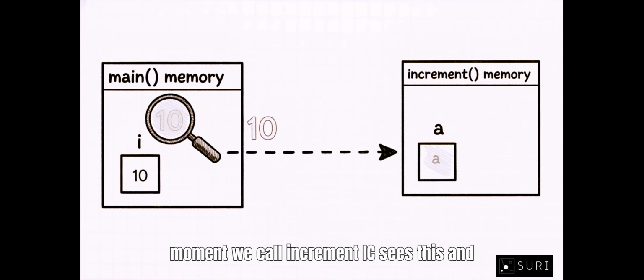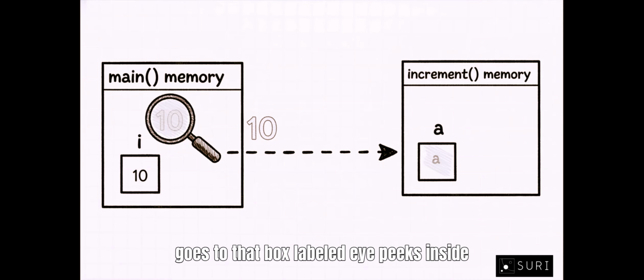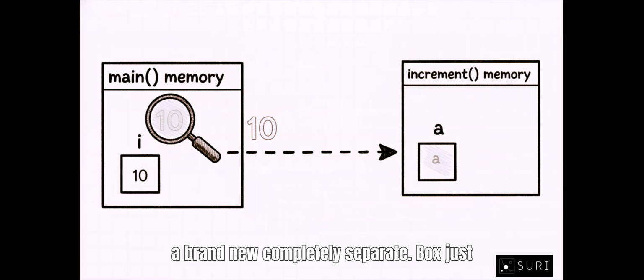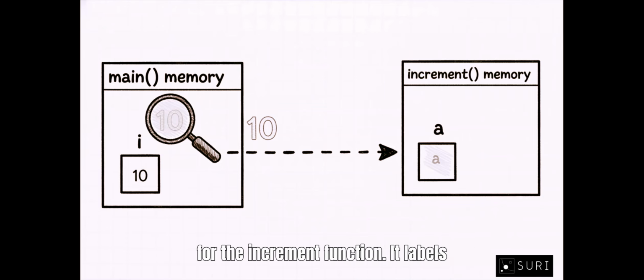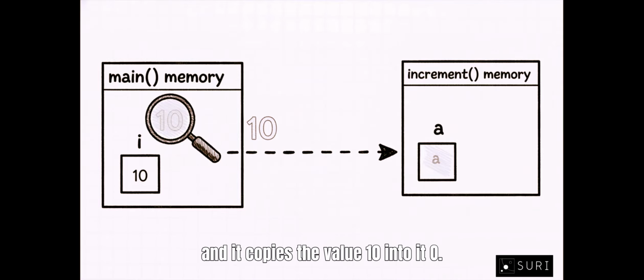We call increment(i). C sees this and does something very, very specific. It goes to that box labeled i, peeks inside and sees the number 10. Then it creates a brand new, completely separate box just for the increment function. It labels this new box a, that's our parameter name, and it copies the value 10 into it. So now we have two different boxes in memory, and both of them contain the number 10.